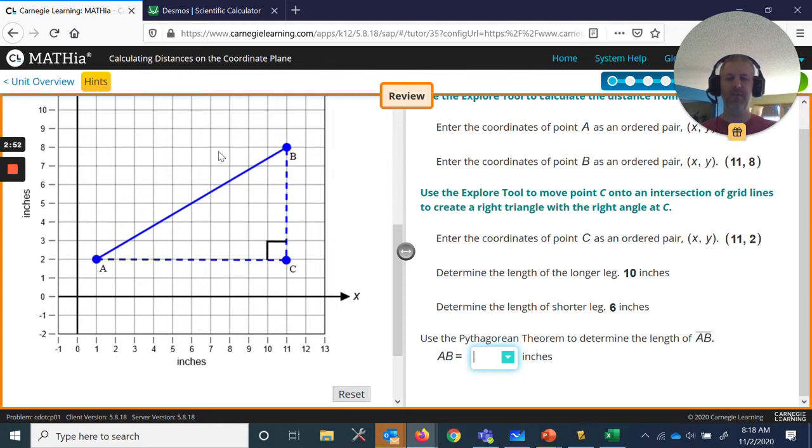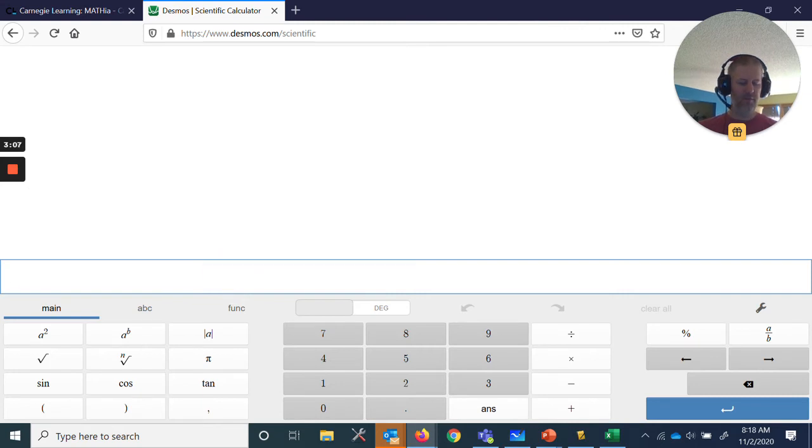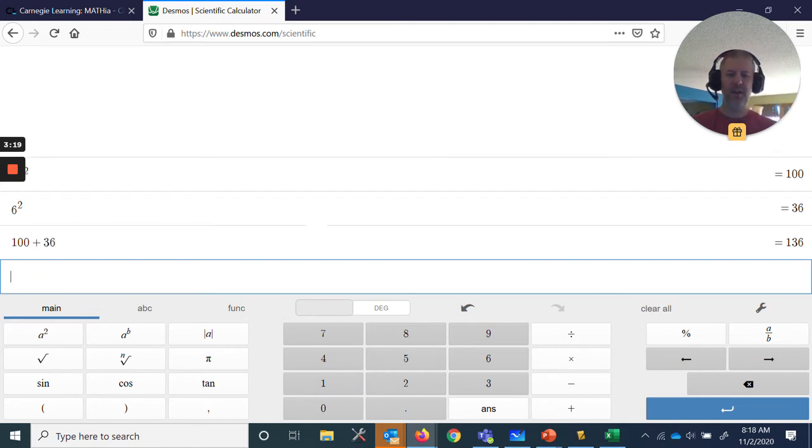So AB is my hypotenuse. These other ones are a and b, so that makes them my two legs. My legs are 10 and 6, and we want to find my hypotenuse. So we're going to do 10 squared plus 6 squared equals c squared. 10 squared is 100. 6 squared is 36. If I add those together, 100 plus 36, that's 136. That's going to equal c squared.